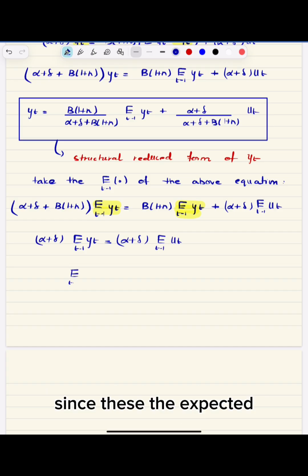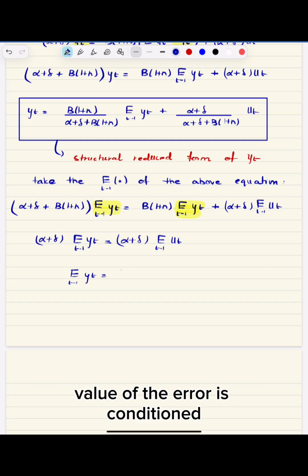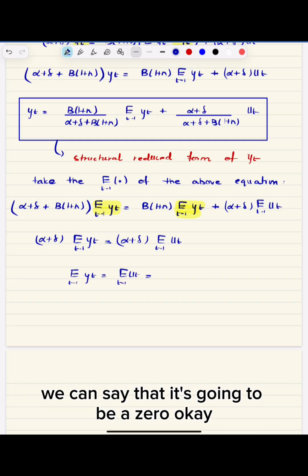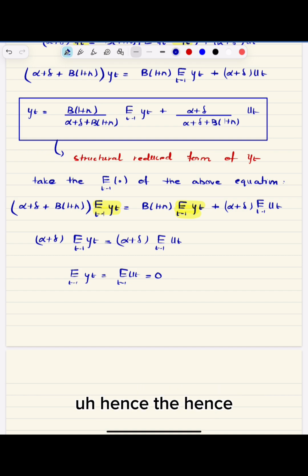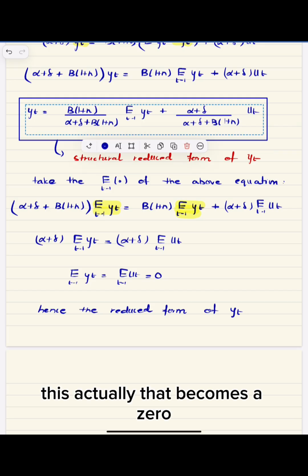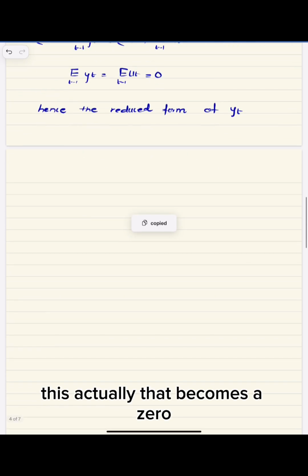And since the expected value of the error is conditioned on the previous time period, we can say that it's going to be a 0. Okay, hence the reduced form of output is just this. Actually, that becomes a 0.